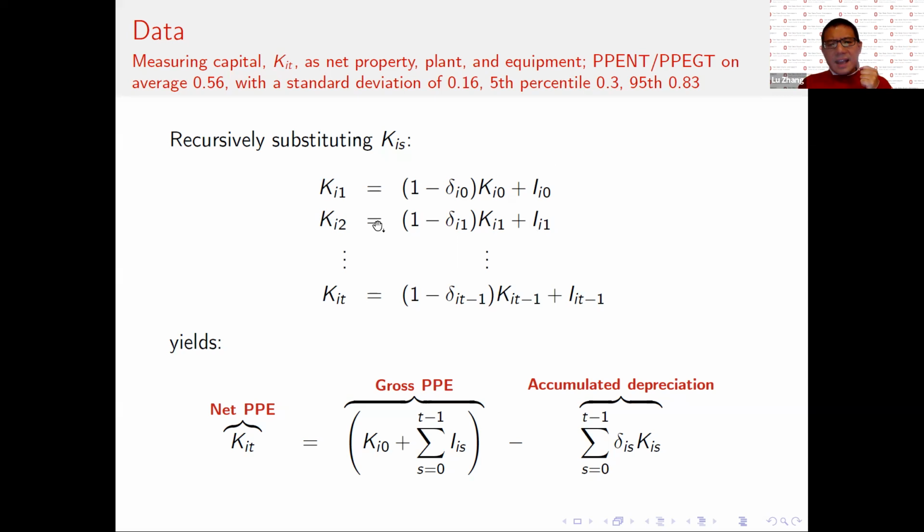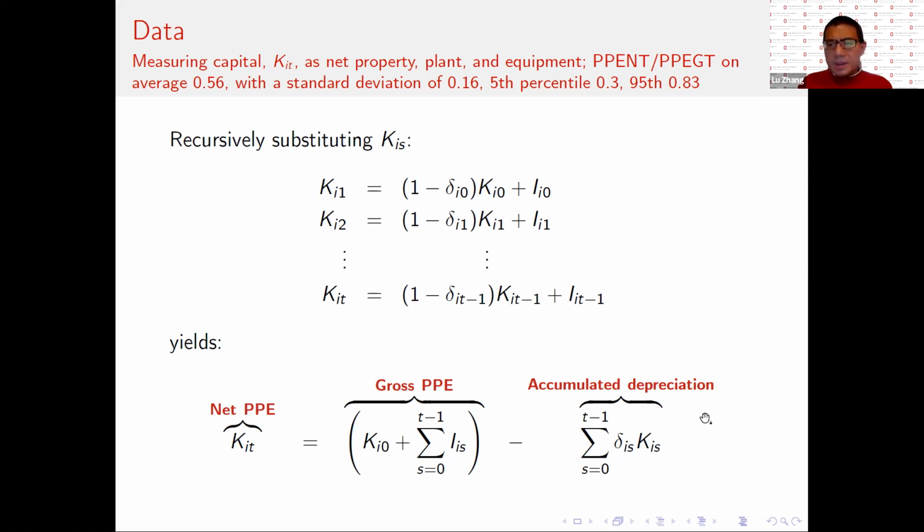Recursively, you plug KI2 on the right-hand side of the second equation into KI2 in the third equation, and you keep going until you plug KIT+1 into the last equation. You collect all the terms. Look at the last equation. It says that KIT, the capital in your economic model, is the summation of all your past investment expenditures, plus the initial value of capital.